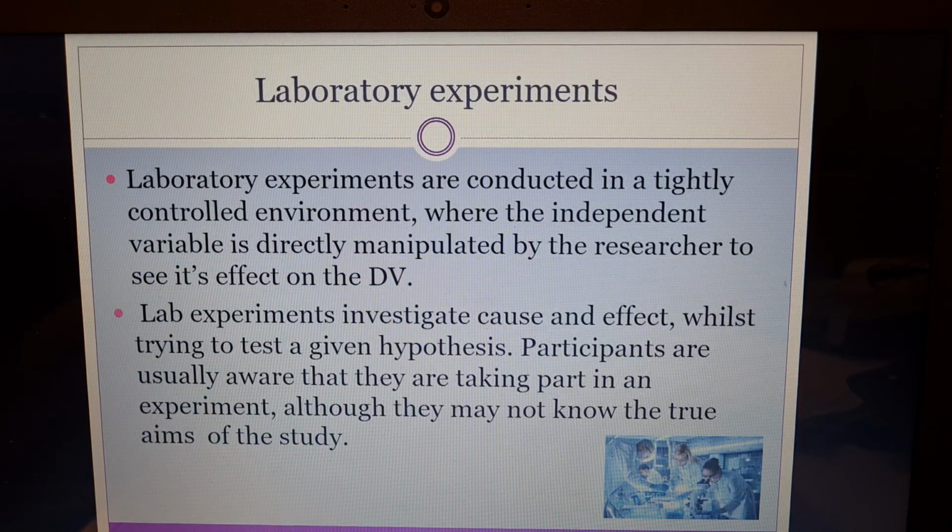So lab experiments do establish a cause and effect relationship, and what that means is we have a lot of control in a lab. Therefore, we can make sure that it is definitely the IV that is causing the DV to change. So that's what a cause and effect relationship is. Okay, the IV and the DV.